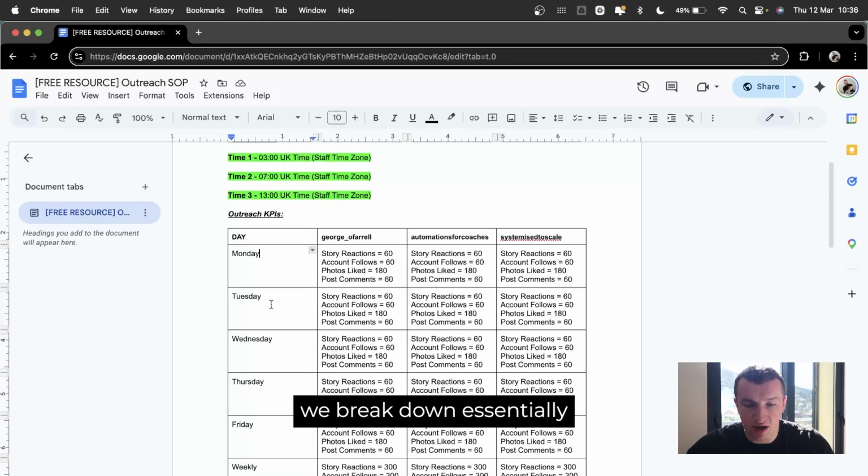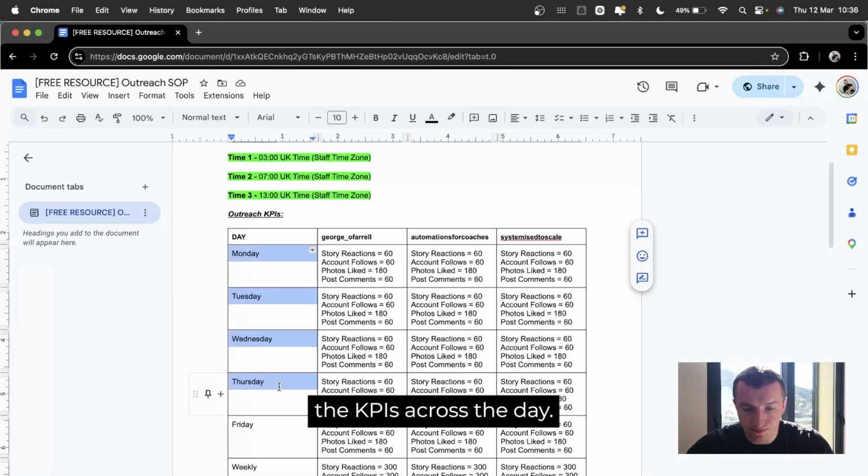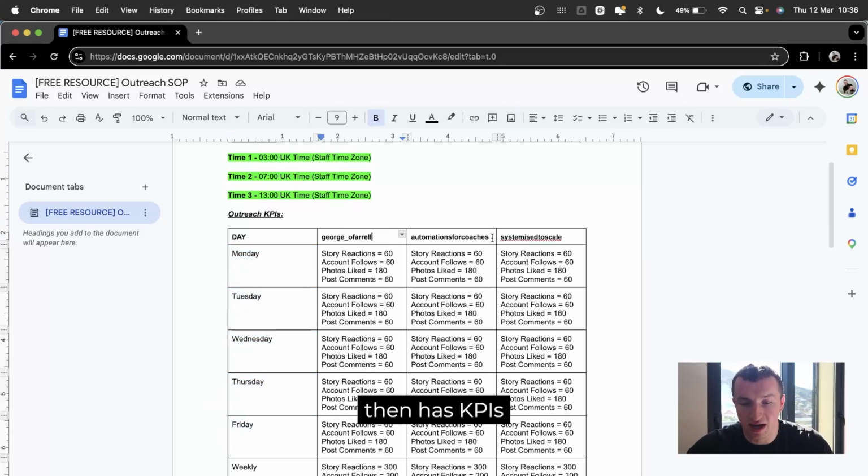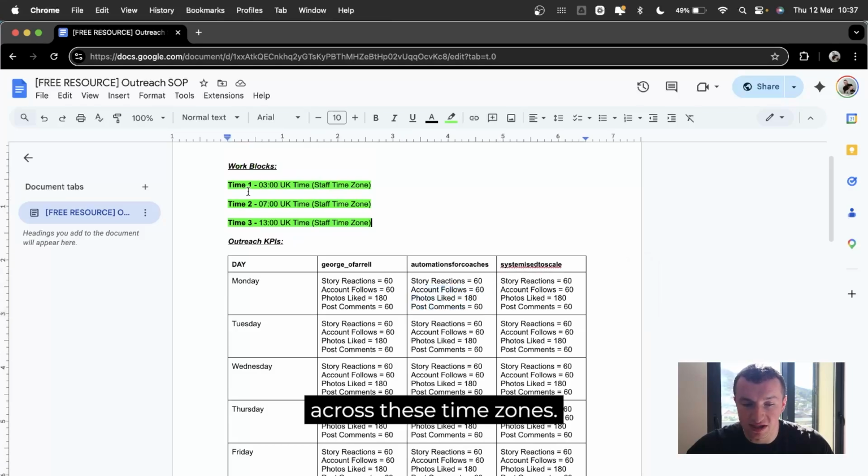So when we look at this, we break down essentially the KPIs across the day. And what we do is we break this out across 3 accounts. So each account then has KPIs that need to be hit. For example, the number of stories that we react to, the number of accounts that we follow, the number of photos that we like, and the number of posts that we comment on. That's then essentially the daily target for each account that we then split out across these time zones.